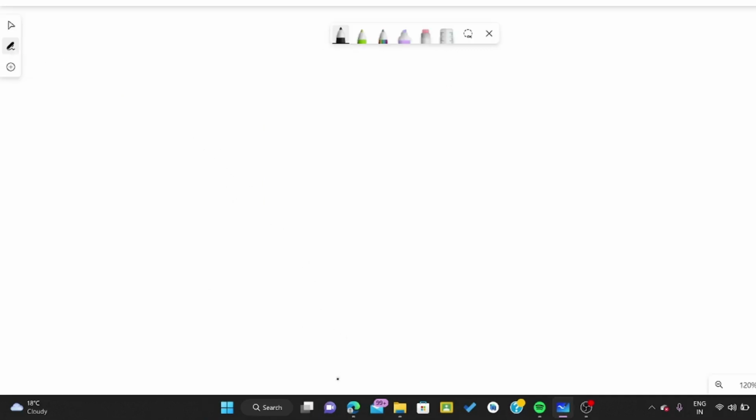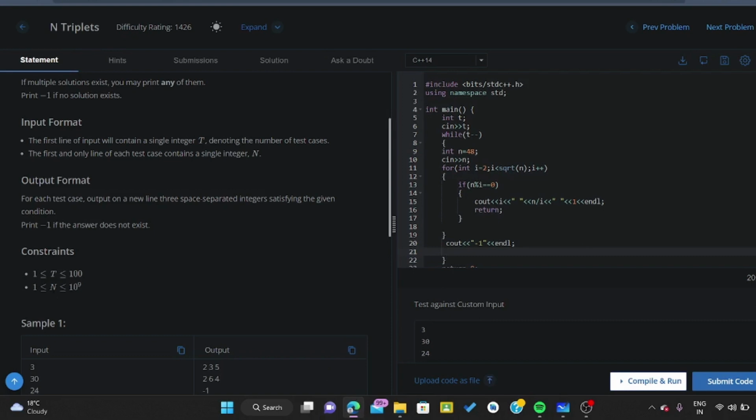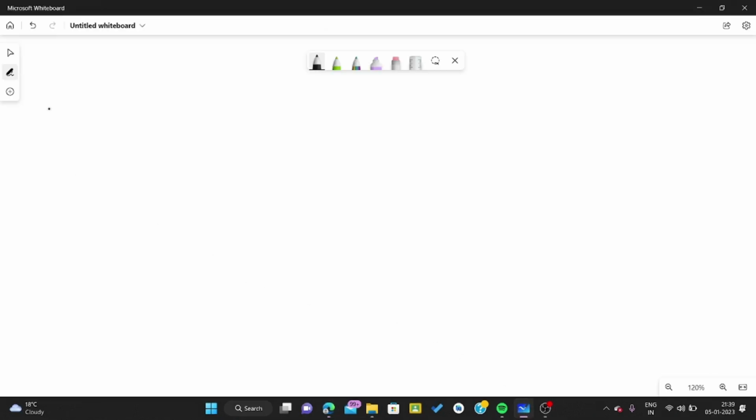So there are multiple approaches to this question, but we need to see the constraints also. So n is up to 10 to the power 9. So we need to take the greediest algorithm. We need to write the best solution to this question, because it can go TLE, right? So let's consider, if I have a number n and I want to find its divisors, I can find the least or the smallest divisor of it, isn't it?